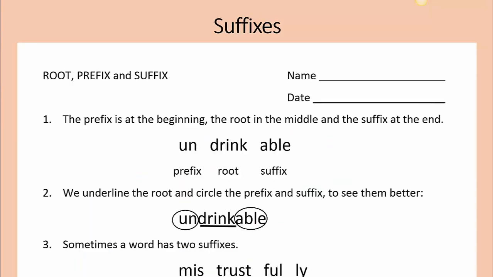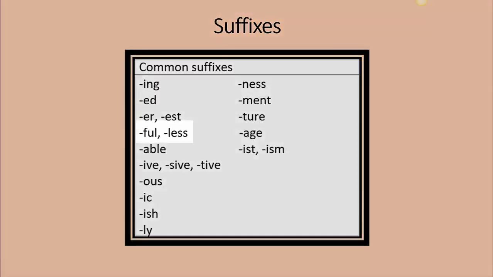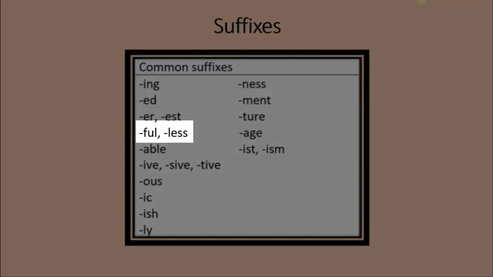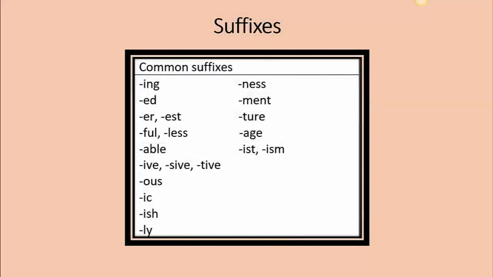Refer the students back to the reference sheet, root, prefix, and suffix in their notebooks, and remind them that suffixes change a root word's part of speech. The suffixes full and less are good ones to begin with. Full meaning full of, and less meaning without. Follow the same sequence of activities as with the prefixes.